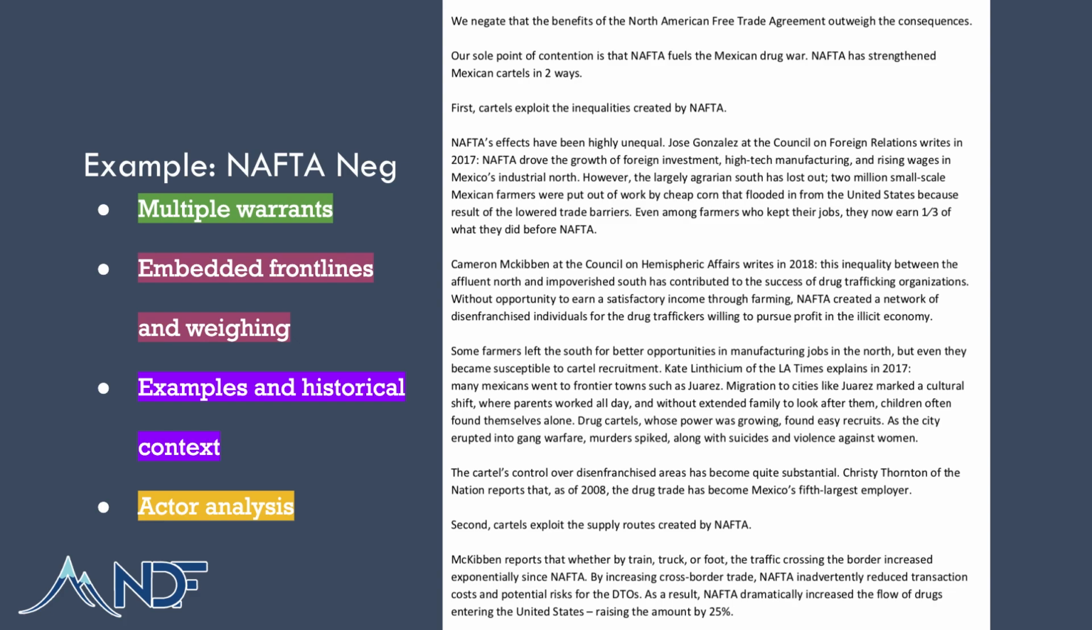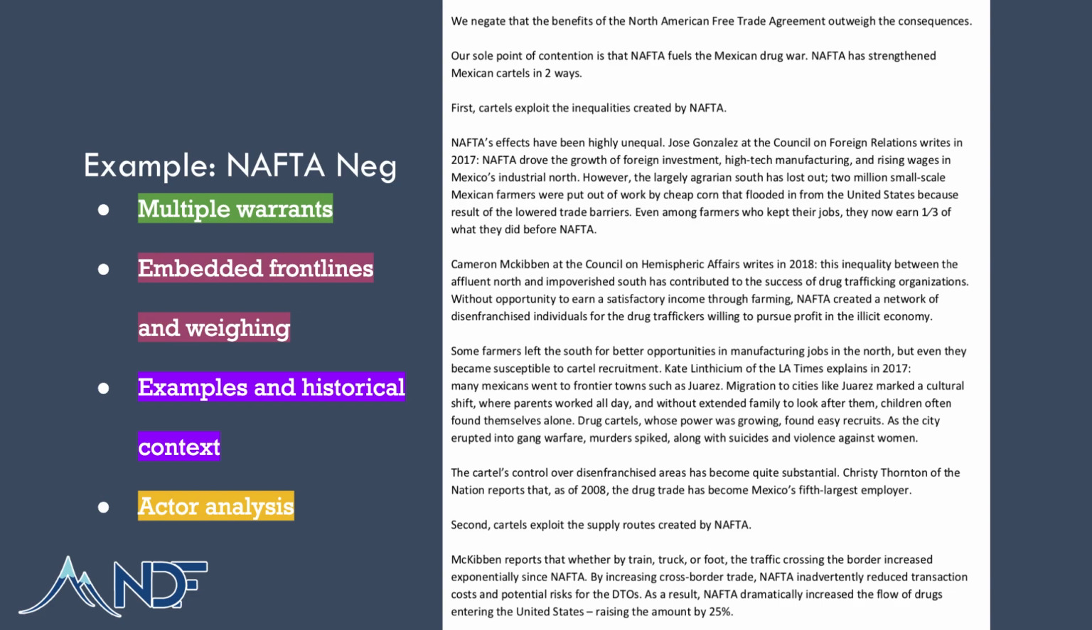Jose Gonzalez at the CFR writes in 2017, NAFTA drove the growth of foreign investment, high-tech manufacturing, and rising wages in Mexico's industrial north. However, the largely agrarian, farming south has lost out. 2 million small-scale Mexican farmers were put out of work by cheap corn that flooded in from the U.S. because of the lowered trade barriers. Even among farmers who kept their jobs, they now earn 1/3 of what they did before NAFTA.